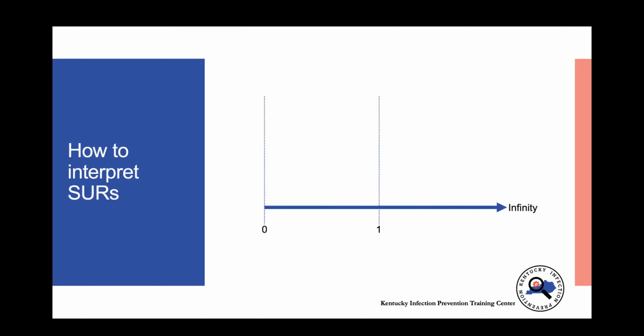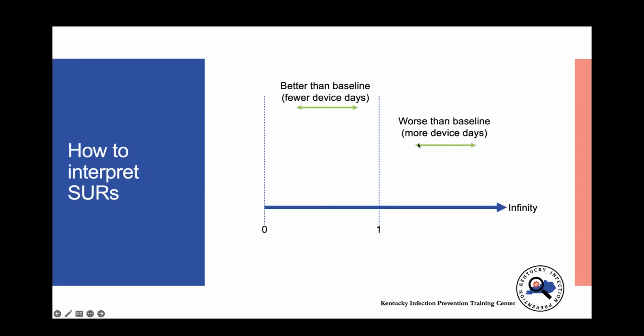Once again, you have 0 to infinity. If you're doing better than baseline, that means you have fewer device days than the national average. If you're doing worse than baseline, that means you have more device days. That would be if your SUR is entirely greater than 1 for the confidence interval. In the better case, it would be entirely less than 1 for the confidence interval. And then once again, you could have an SUR that's not significantly different than the baseline, and that would be if your confidence interval contains 1. Similarly, you can compare it to other facilities as well.